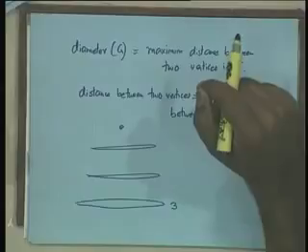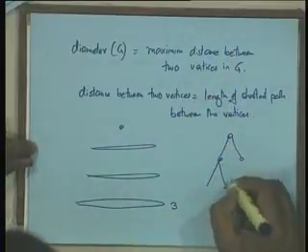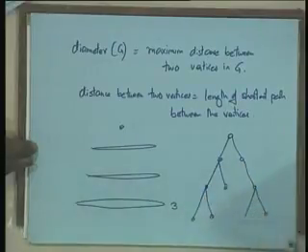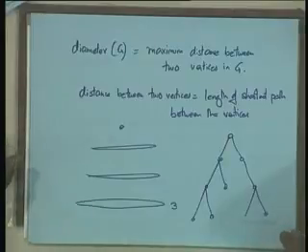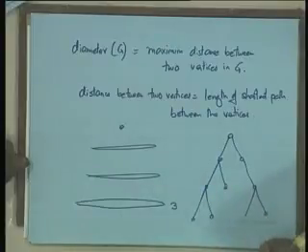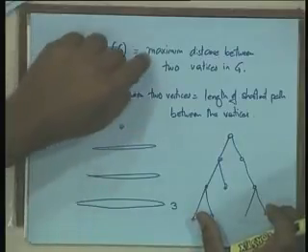Does everyone understand why this is wrong? Because I could have a graph which looks exactly like this. Suppose this is my graph. If I did a BFS from here, I would get exactly level 3. But the diameter of this graph is not 3. The diameter of this graph is 6, because it's the maximum that we are interested in.